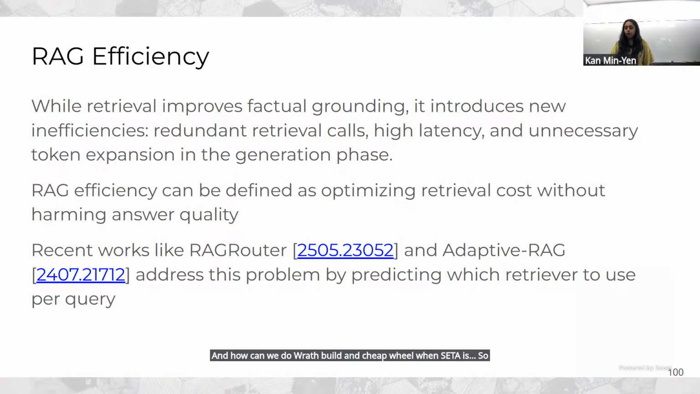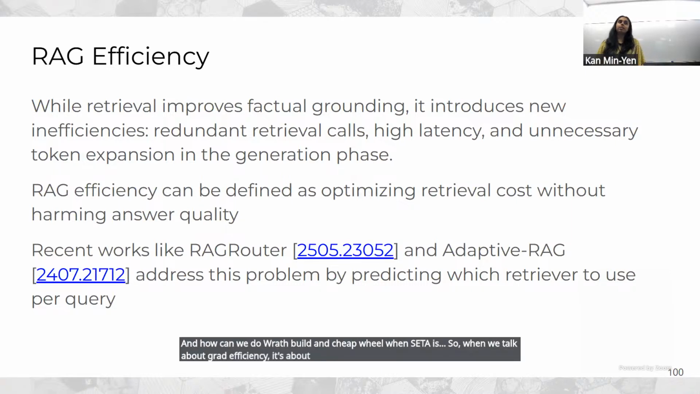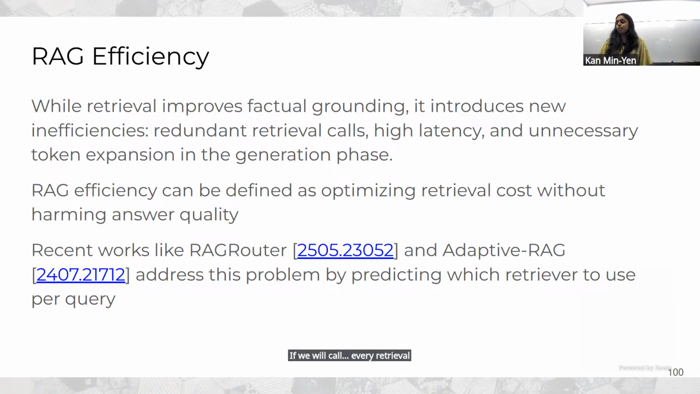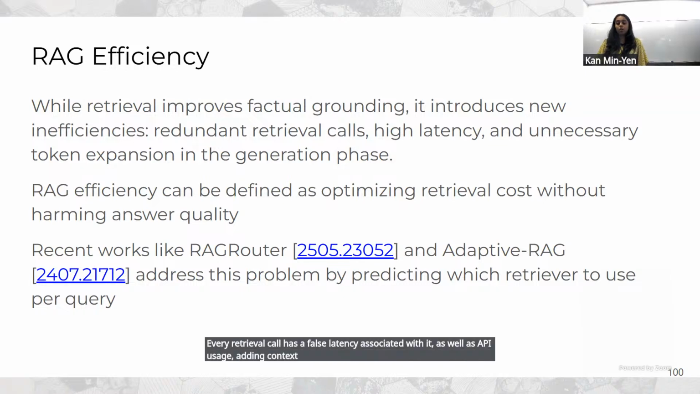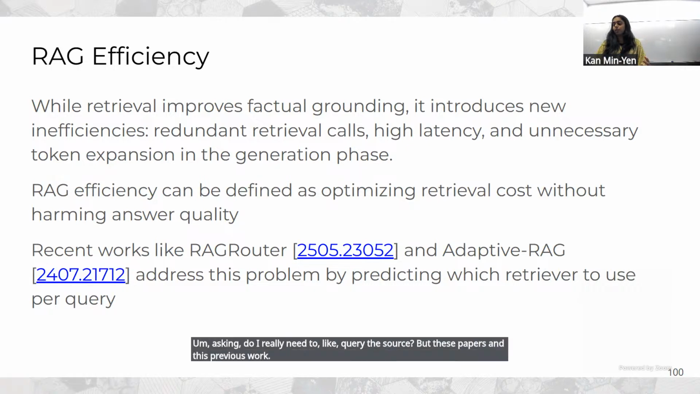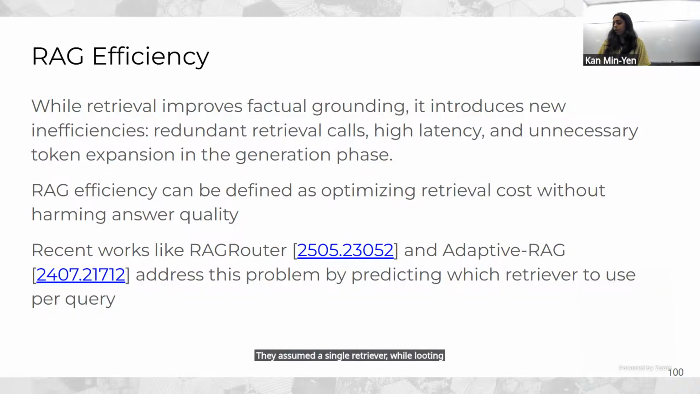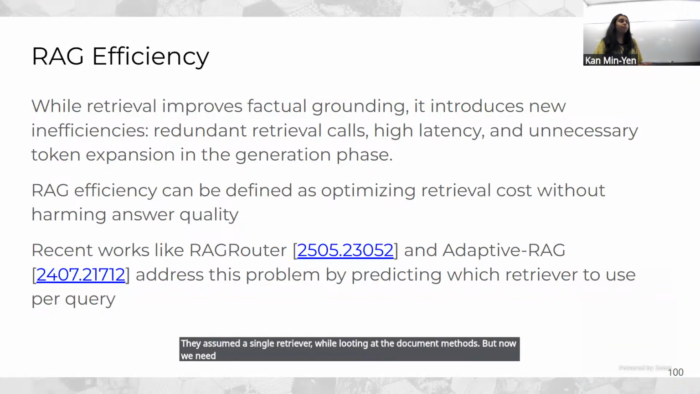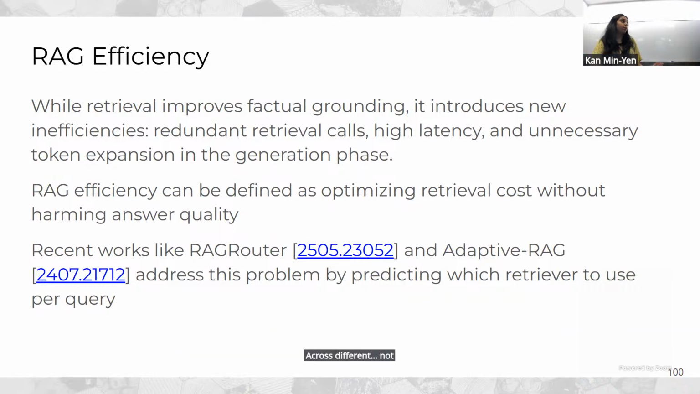So when we talk about RAG efficiency, it's about retrieving less while maintaining the answer quality. Every retrieval call has cost and latency associated with it, as well as API usage, adding context tokens, and all of that. There has been prior work on RAG routers as well as adaptive RAG, asking do I really need to query the source? But this previous work assumed a single retriever while routing at the document level. But now we need this for a federated setup, which is across different data sources, not just on a document level.